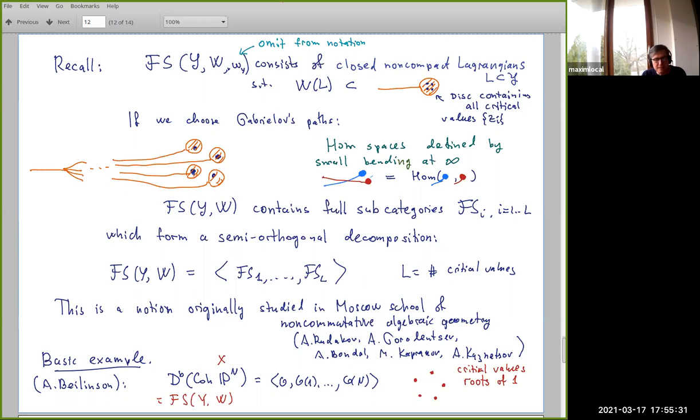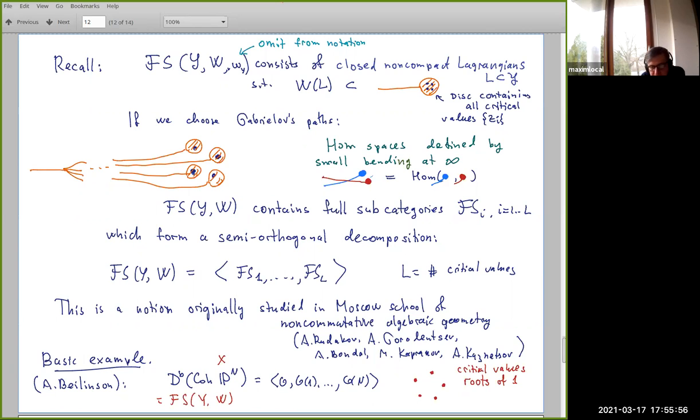But the basic example comes from early work by Sasha Beilinson, which has completely different origins. Namely, your X is a Fano variety, the projective space. When you consider the derived category of coherent sheaves, it has a very simple semi-orthogonal decomposition, consisting of the sheaves O, O(1), and up to O(n). There's no Hom from O(1) to O and so on.